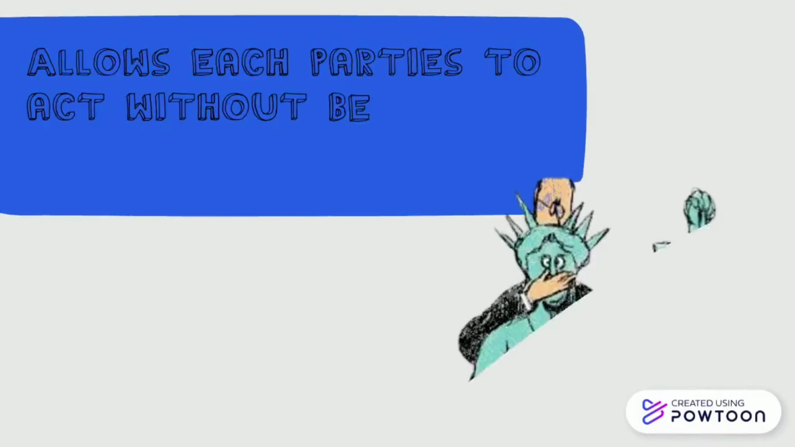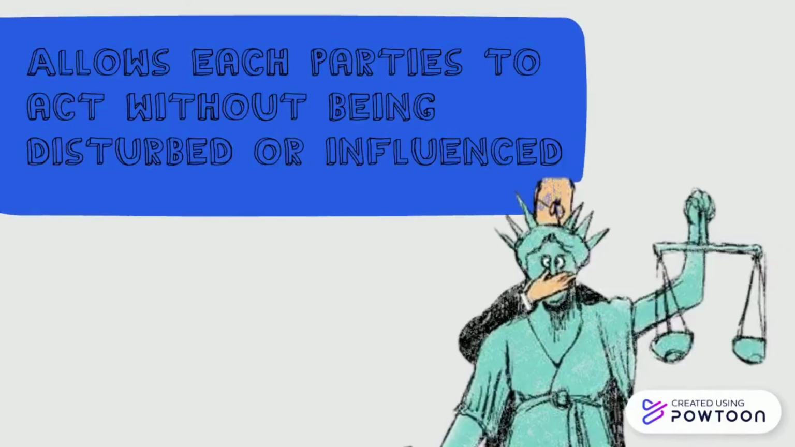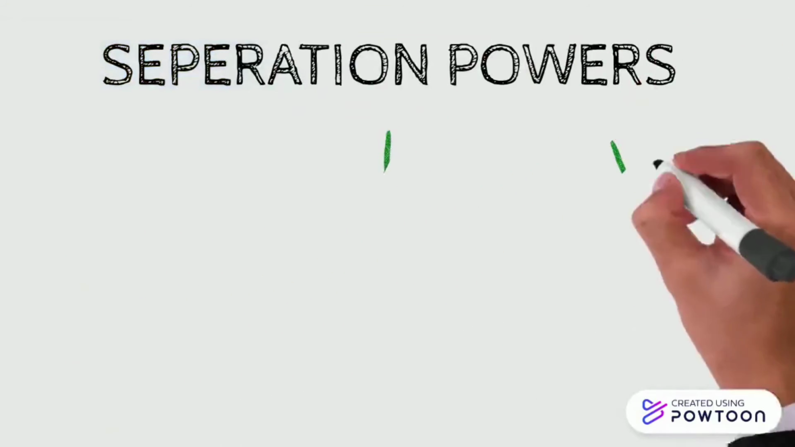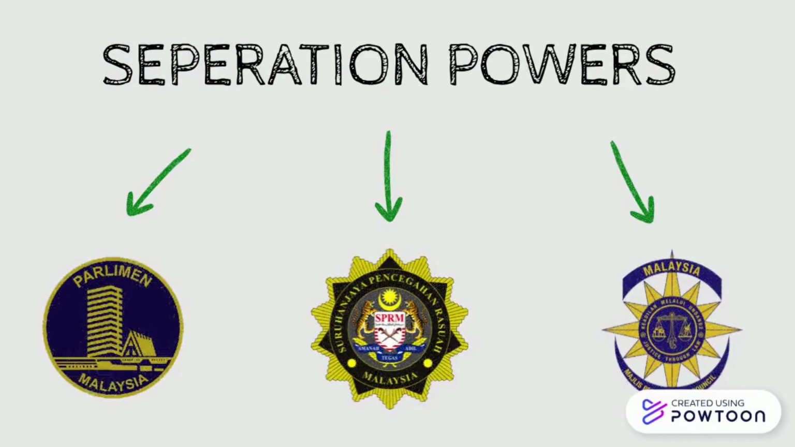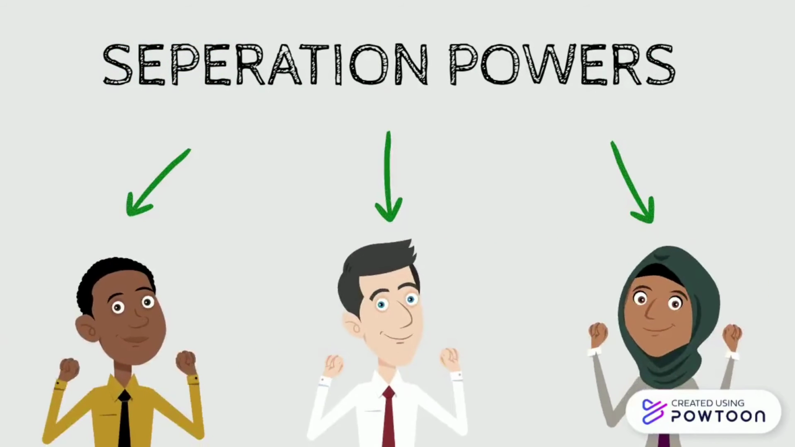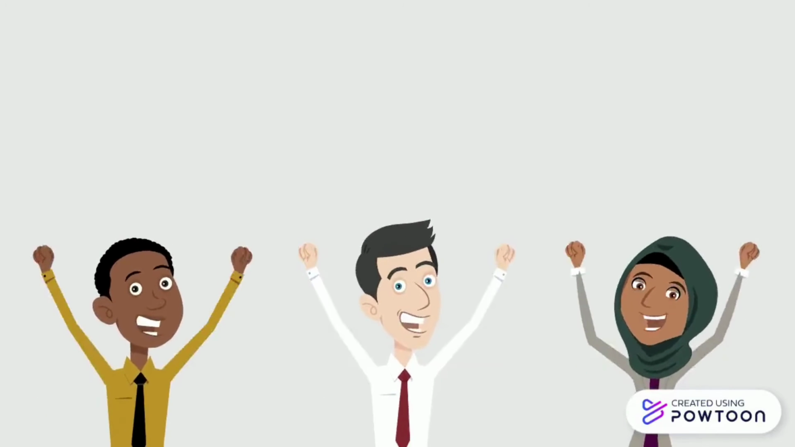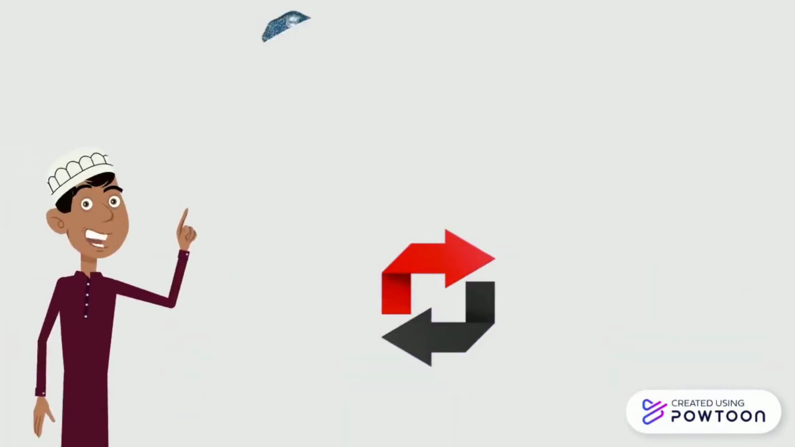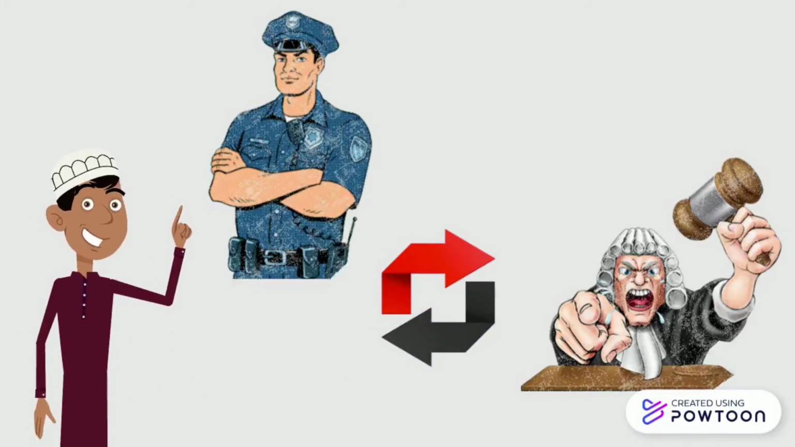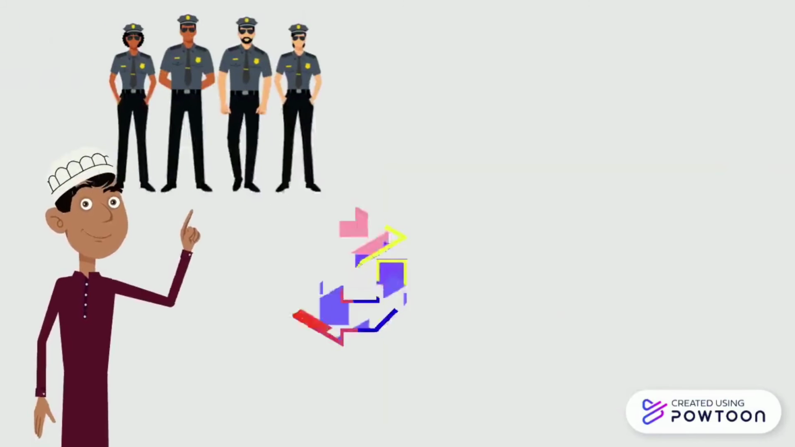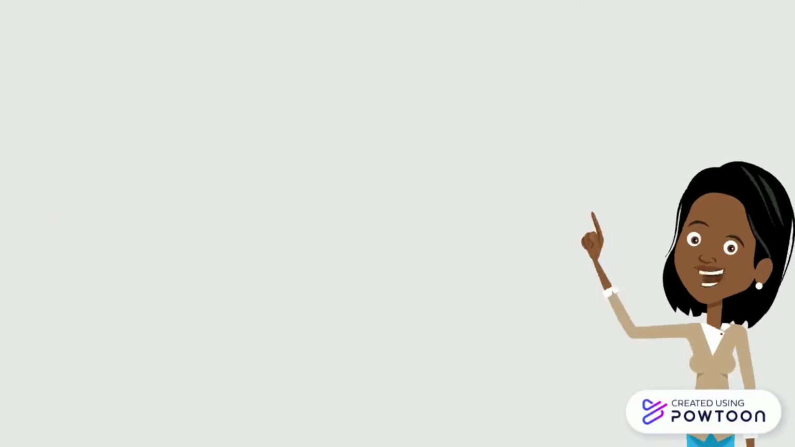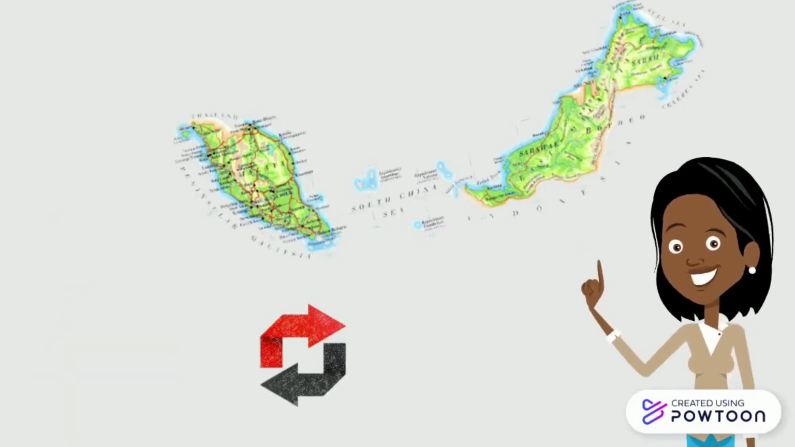Next, it allows each party to act without being disturbed or influenced by the other parties. Effectiveness in the division of administrative powers based on the doctrine of separation of powers can indirectly facilitate parties such as the executive, legislature and judiciary to carry out their respective responsibilities. In addition, this party only has the role of implementing laws that have been approved by the legislature, either by Parliament at the federal level or the state legislative assembly at the state level.